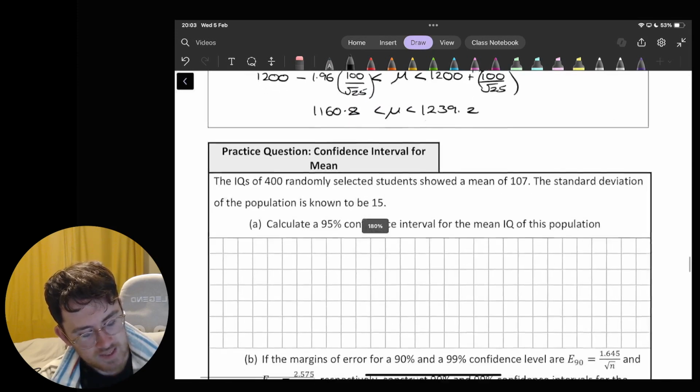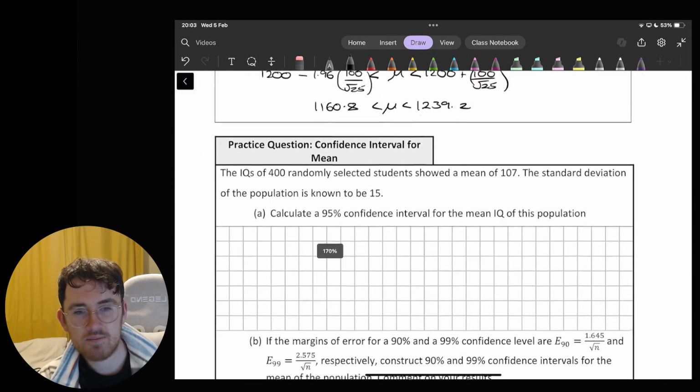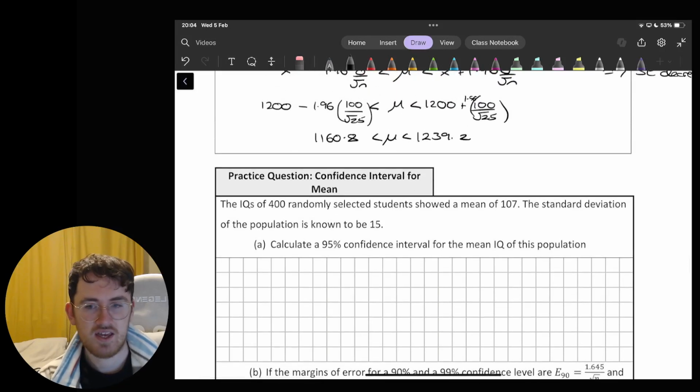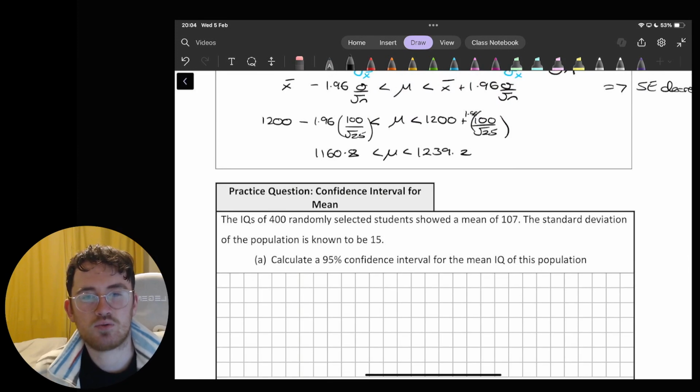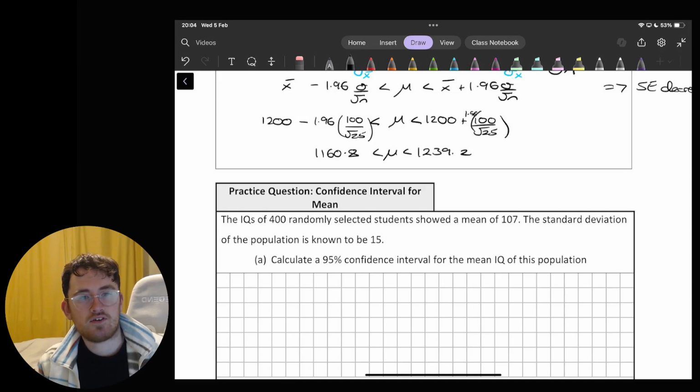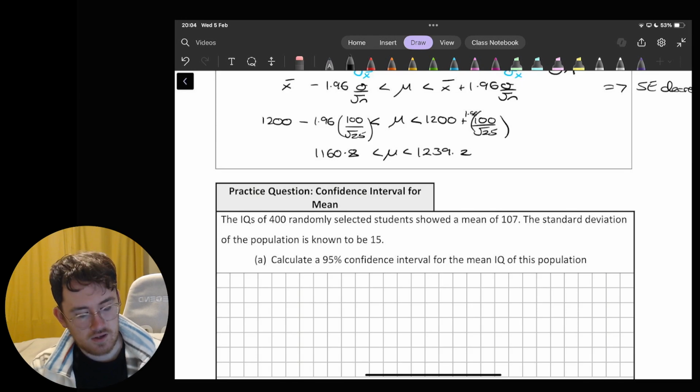So we'll look at one more example here. I'm going to focus on the A part of this example. The B part's about constructing confidence intervals at different levels, which isn't necessarily relevant to what we're looking at here. So the IQs of 400 randomly selected students showed a mean of 107. The standard deviation is known to be 15. Calculate a 95% confidence interval.